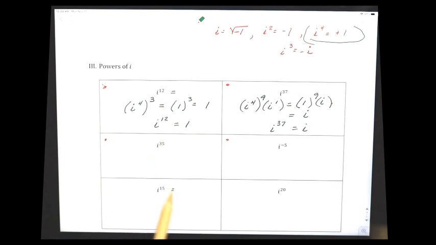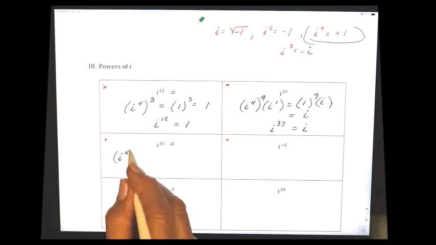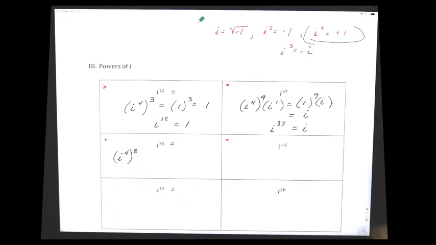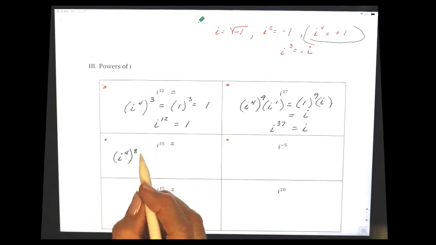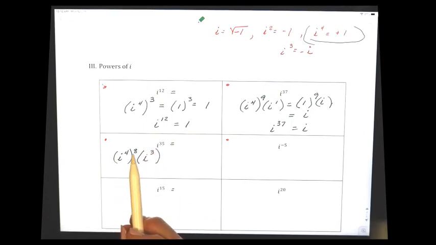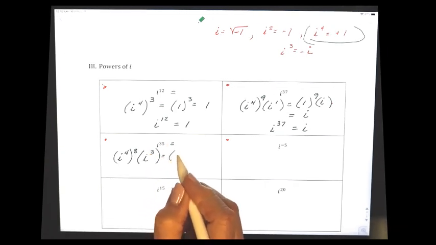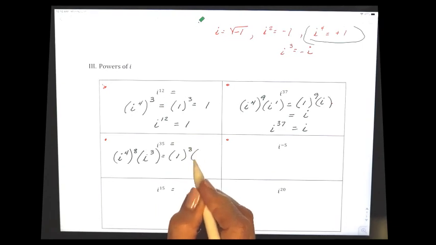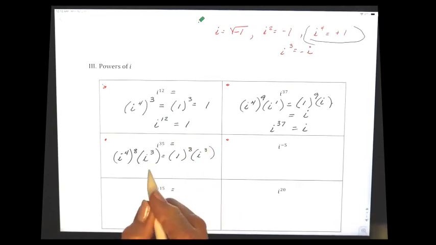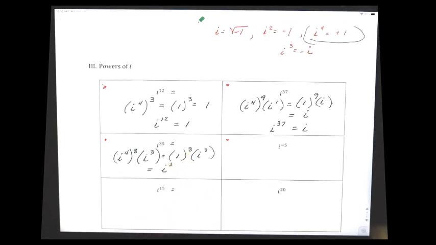How about i to the 35th? I'm going to take i to the fourth, and I realize if I take that to the 8th power, that accounts for 32 of these factors of i. So I need an additional 3 here. So again, here's the 32, 33, 34, 35. Remember that i to the fourth is equal to 1. So what I have here is i to the third. Remember, 1 times 1 times 1 as a factor 8 times is just 1.